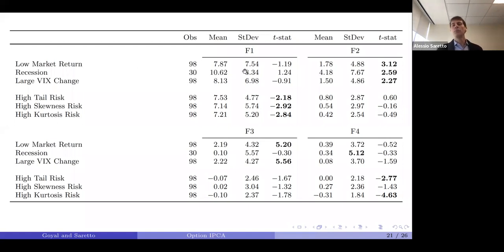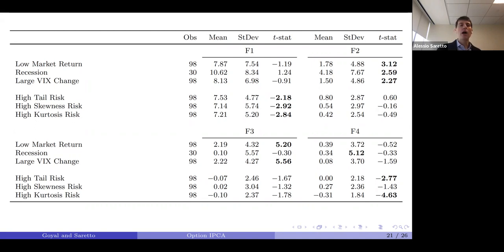So we look at how the factor does when the aggregate stock market return is low. This table gives you the mean realization of the factor, and the t-stat measures the difference of this mean relative to the unconditional mean in the entire sample. So a significant t-stat tells you that the realization of the factor in that particular event is different from the average realization of the factor.